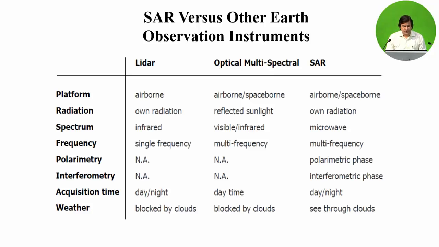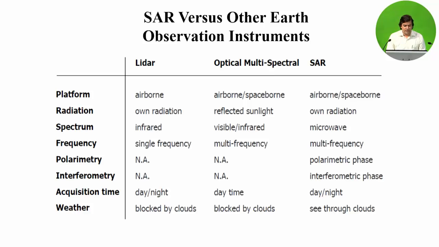This slide is showing the comparison between LIDAR, optical multispectral and SAR. Generally, LIDAR sensors are operated on airborne platforms. Archive datasets of spaceborne LIDAR are available, but currently we do not have any spaceborne LIDAR sensor which can provide data. So LIDAR sensors are generally operated on airborne platforms. Optical multispectral sensors may be operated airborne as well as spaceborne. Similarly, a SAR sensor can be mounted on airborne or spaceborne platforms to do the imaging.